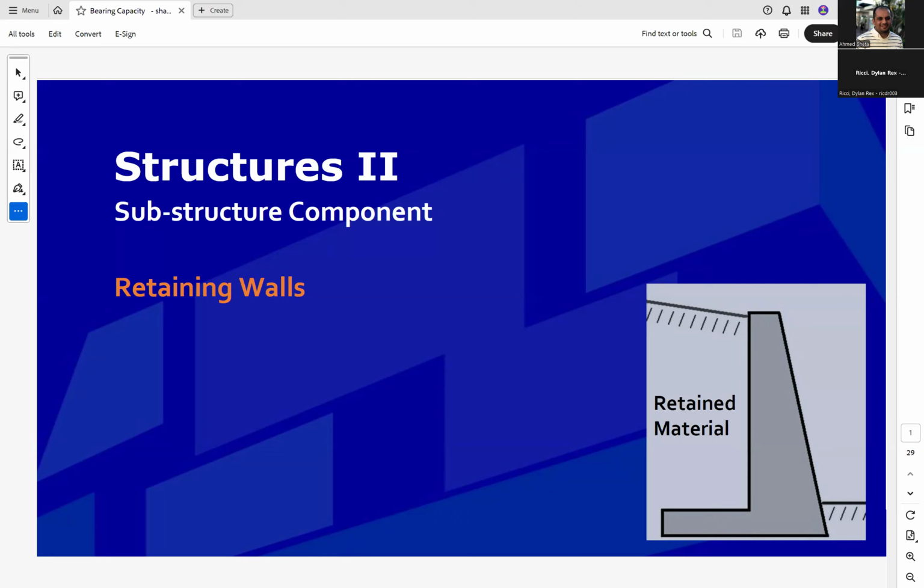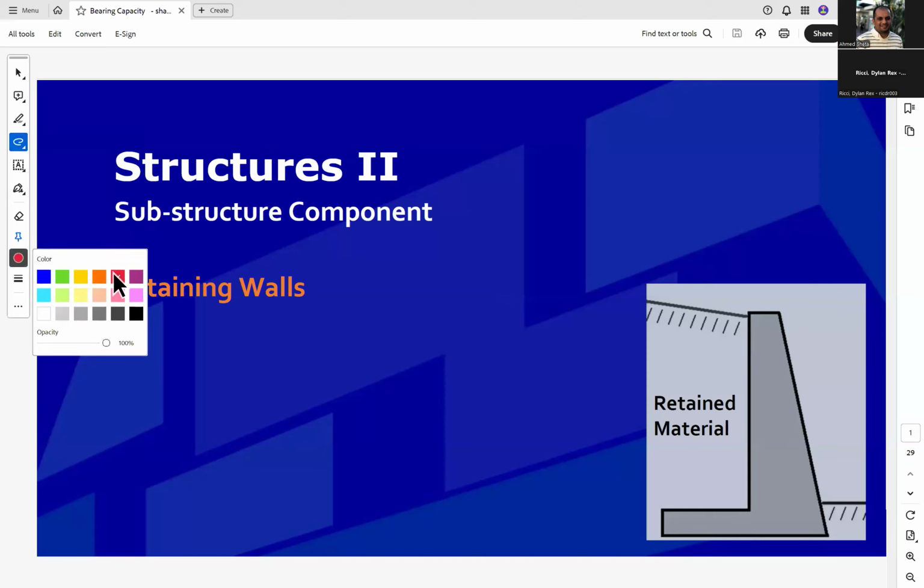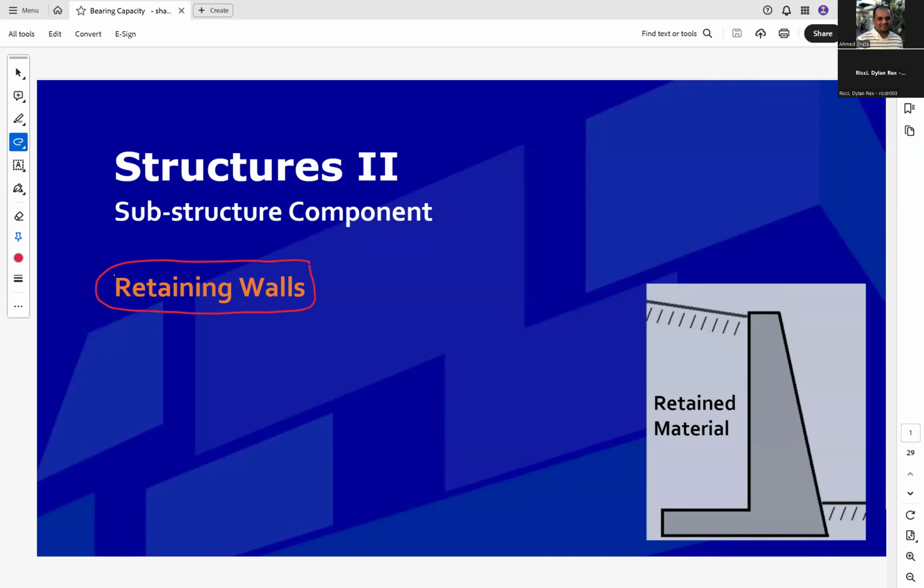Okay, so our topic today will be about retaining walls. As you know, a retaining wall is used to retain soil behind the wall so that we can have two different levels. So this is the high level, and here you have the lower level. The retaining wall will retain the soil of the high level.